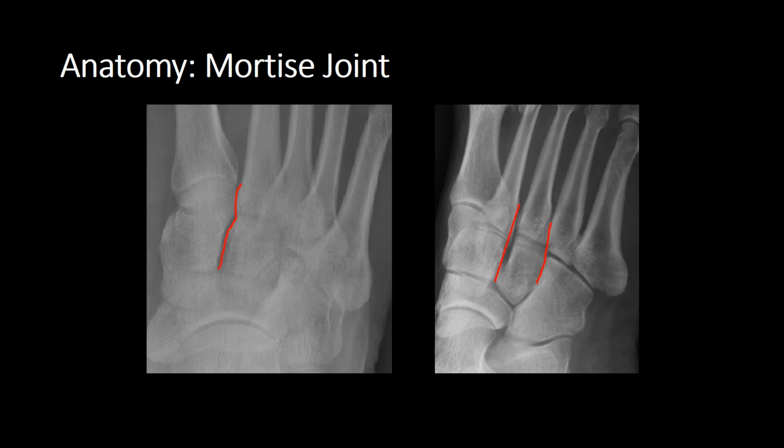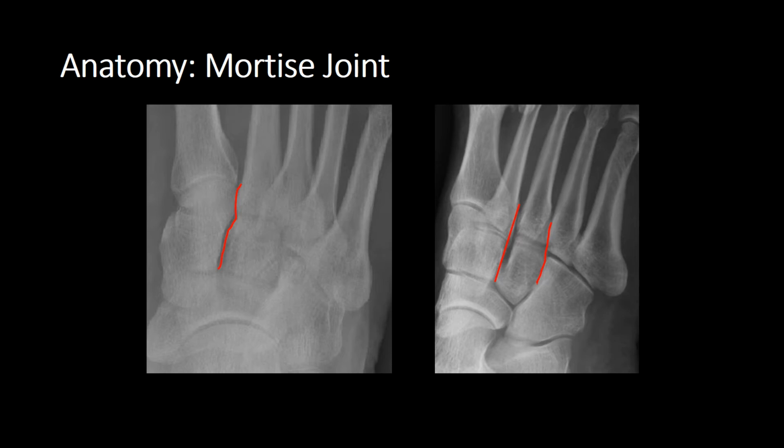So when you're evaluating alignment, the medial cortex of the base of the second metatarsal is in alignment with the medial cortex of the intermediate cuneiform. Sometimes you might get a little angulation at the base of the second metatarsal, and this is normal, and we can already see an example of this here. But in essence, the second metatarsal is in alignment with that intermediate cuneiform.